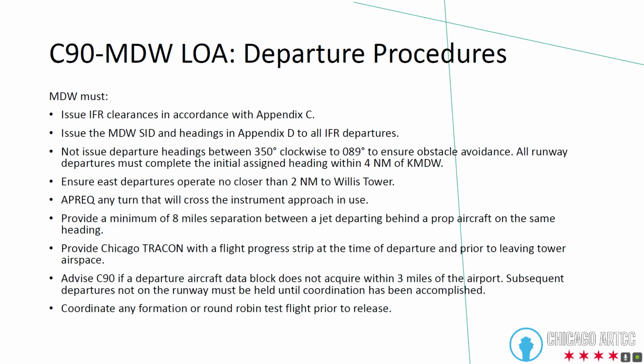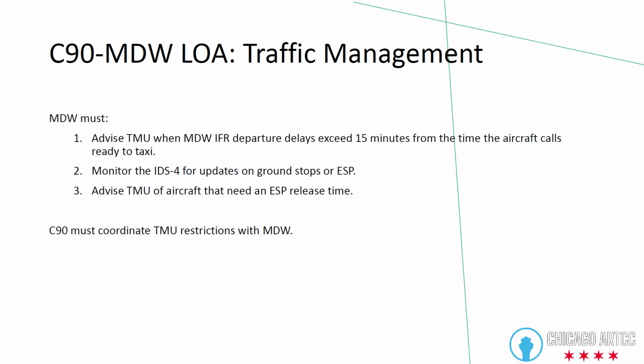Advise C90 if a departure aircraft data block does not acquire within 3 miles of the airport, subsequent departures not on the runway must be held until coordination has been accomplished. So the one on the runway can go, but the subsequent departure should be held until this gets worked out. Coordinate any formation or round-robin test flights prior to release.